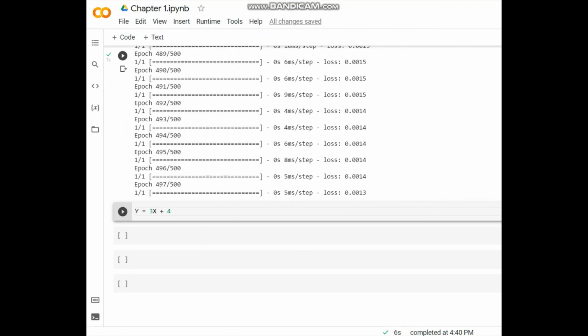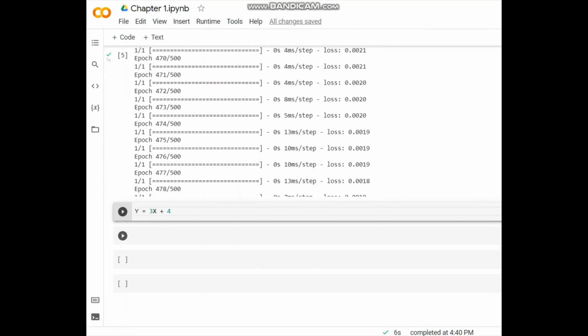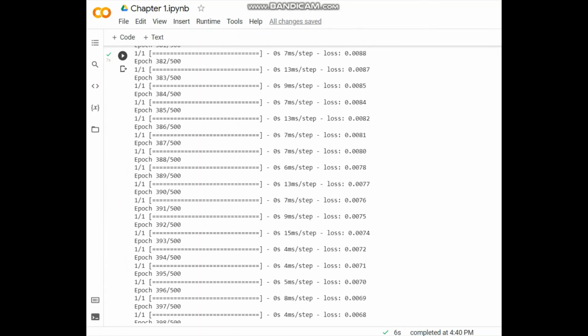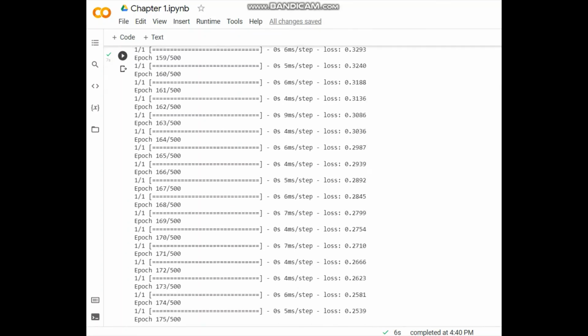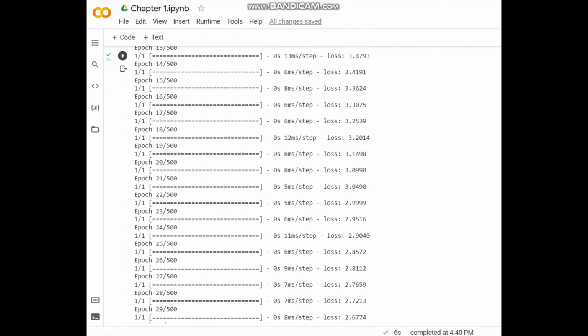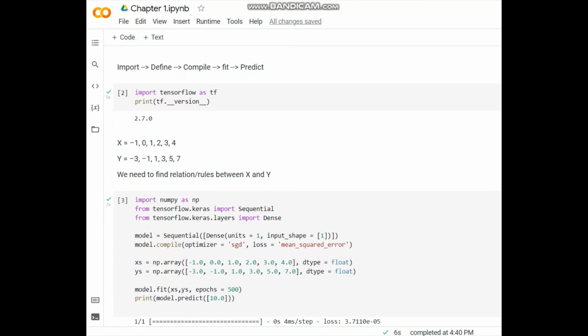So we are done with chapter 1 coding. All the code we have done for chapter 1. Now we'll move to chapter 2 in the next video, where we'll be learning about computer vision and how we can use computer vision for different projects, and all the code we'll be doing simultaneously in Google Colab.